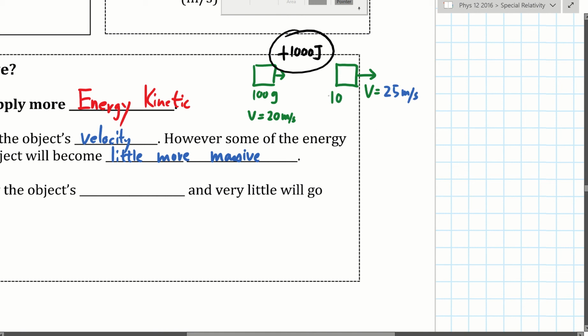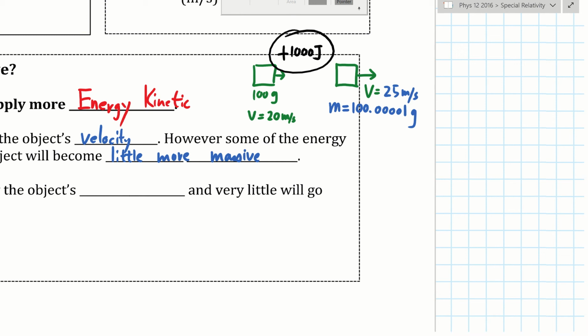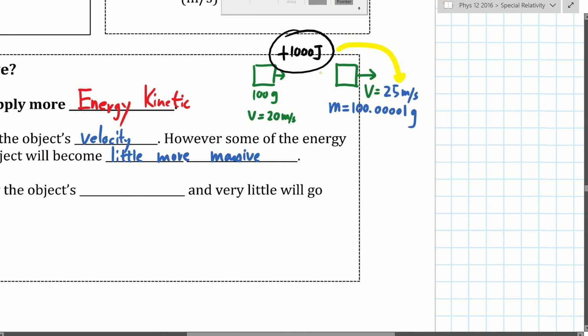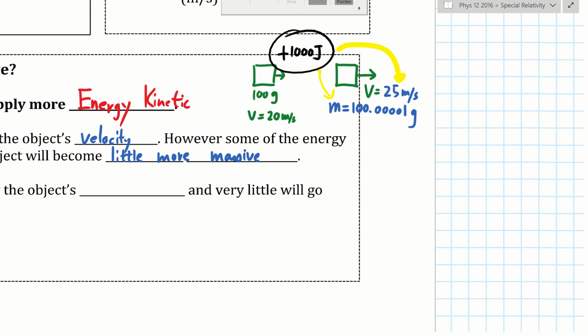Now, how about the mass though? The mass of the object will also increase slightly. So maybe before it's 100 grams, now it's 100.00001 grams. So not all of the energy is going into increasing your speed directly. A tiny portion of the energy is increasing mass, not increasing speed. Most of the energy is increasing your speed. So you go a lot faster with your mass increased by just a tiny bit.